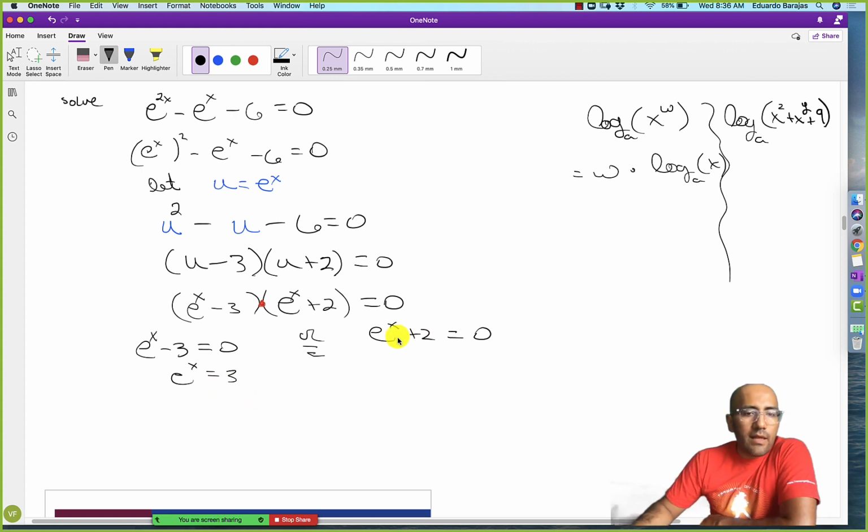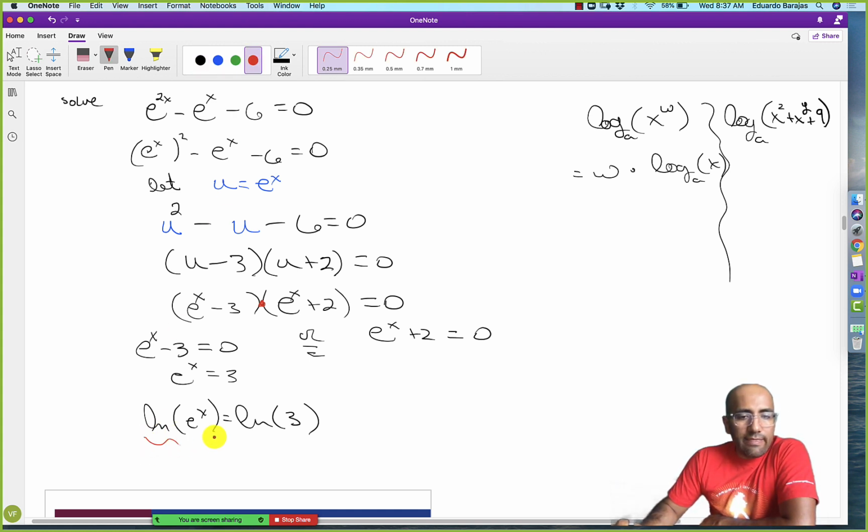Okay, so now we can apply a log to both sides. We can apply any log, but in particular, why not apply ln? ln e to the x equals ln of 3. Good. And then one of the properties of logs is that these two are inverse operations. ln of e to the x, these two operations undo each other, and this just becomes x. So we get that x equals ln of 3 as one of our solutions.